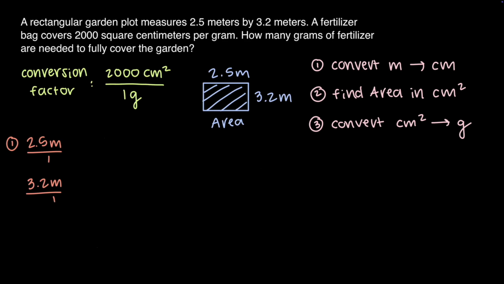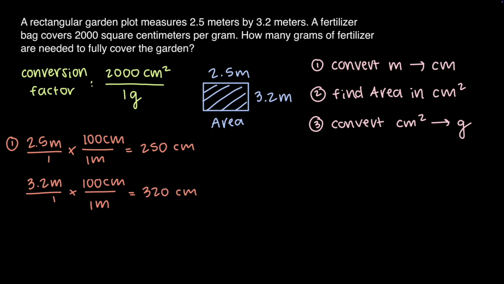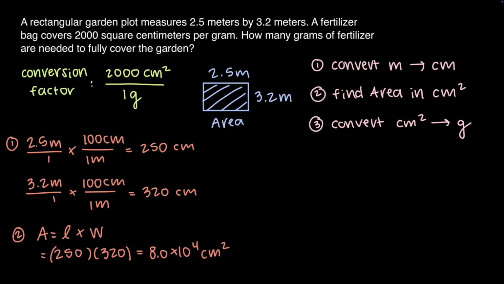For both conversions, we put 1 meter on the bottom and 100 centimeters on the top. The meters cancel out, and we are left with centimeters for both. Multiplying all values, we get 250 centimeters and 320 centimeters. We can now find the area with the equation area equals length times width. 250 times 320 will be 8.0 times 10 to the 4th square centimeters.